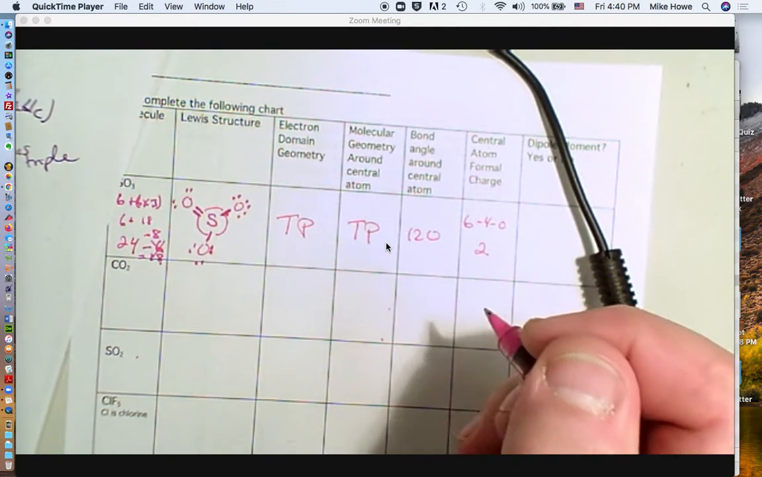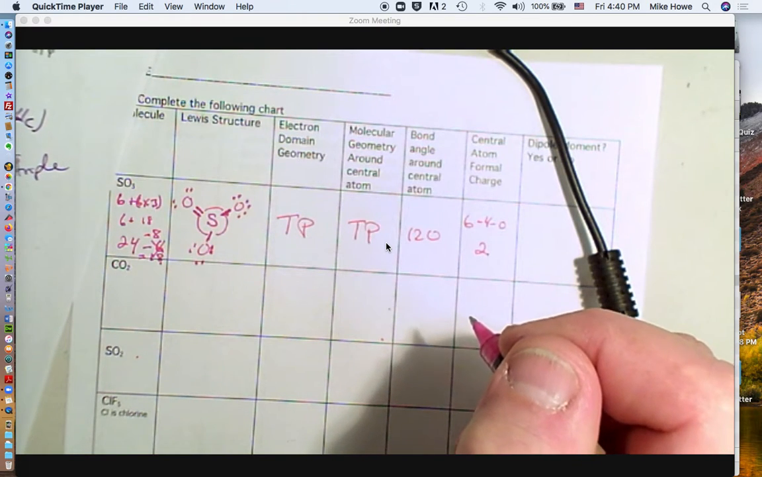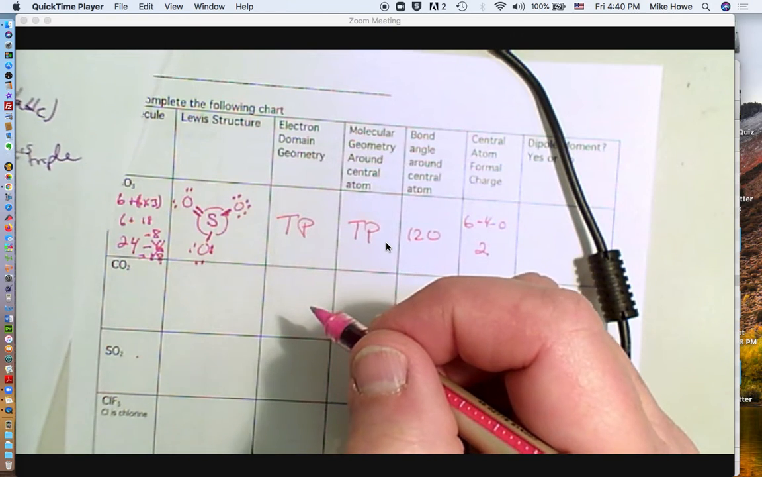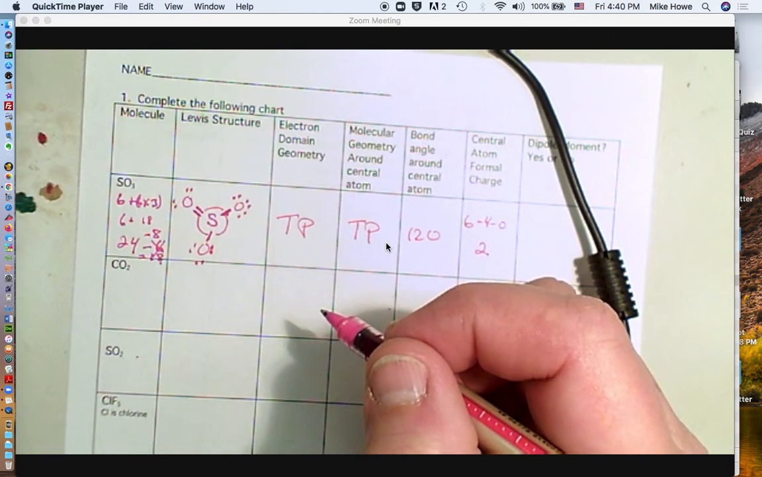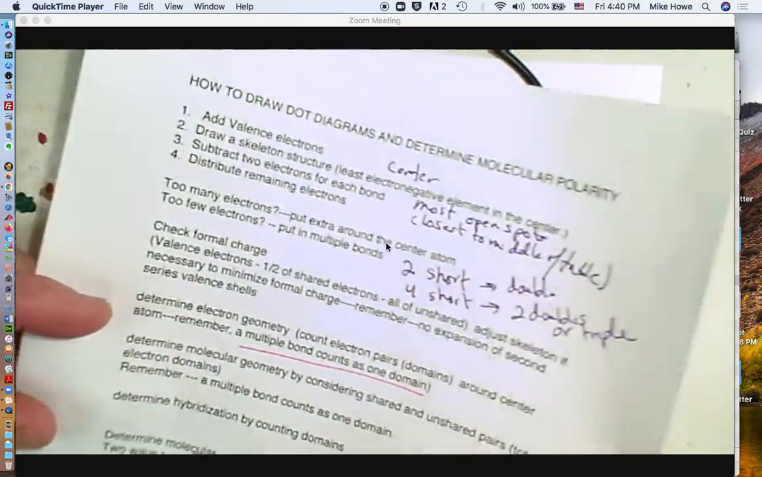Our formal charge on that element is 2, and that's not very good, which is why when you look it up on the internet, you'll find double bonds. They actually expand the octet to adjust for the formal charge, and that's what this statement means.